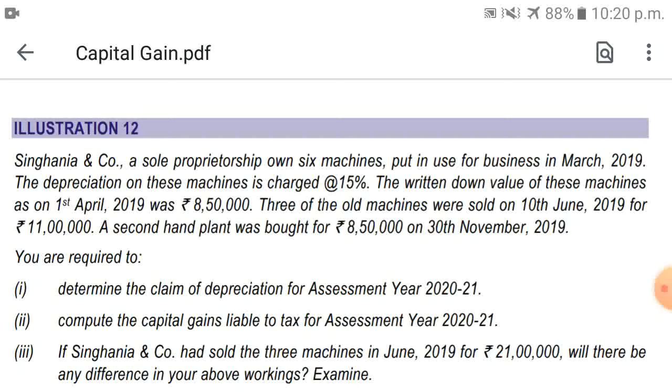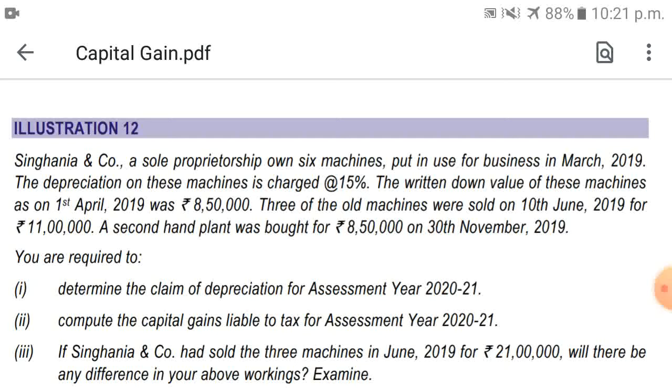Singhania and Company, a sole proprietorship, owns 6 machines put in use for business in March 2019. The depreciation of these machines is charged at the rate of 15%. The WDV of these machines as on 1st April 2019 was rupees 8,50,000. 3 of these machines were sold on 10 June 2019 for 11 lakhs. A second hand plant was bought for 8,50,000 on 30th November 2019.